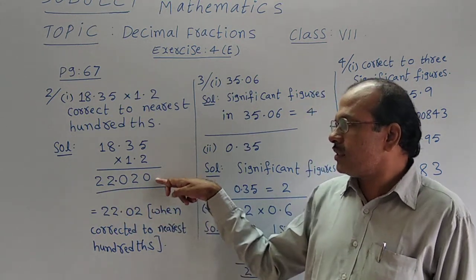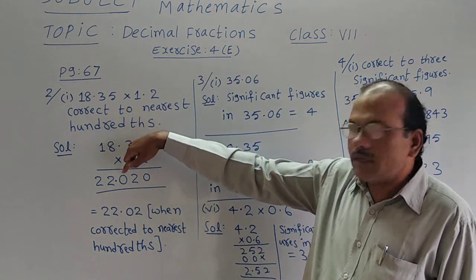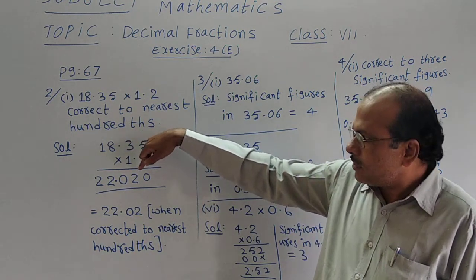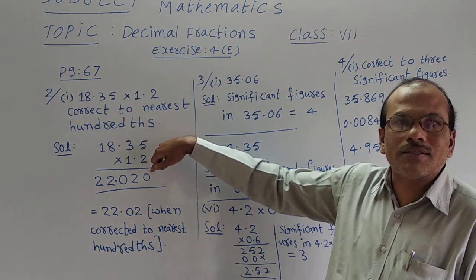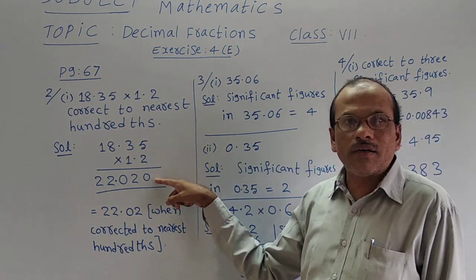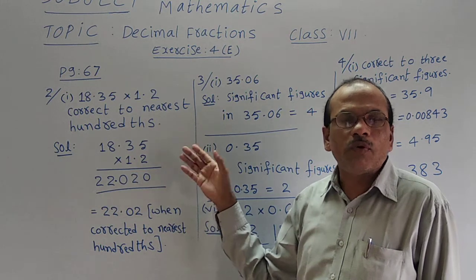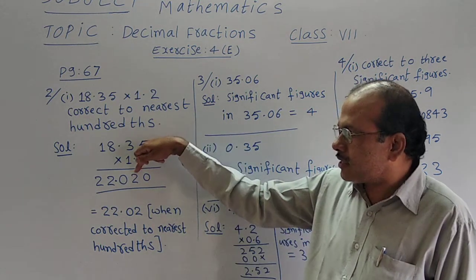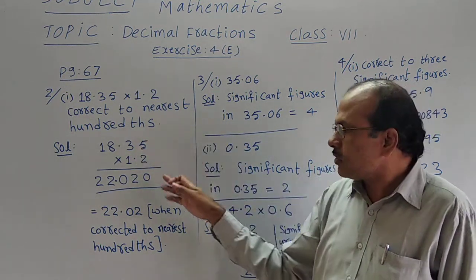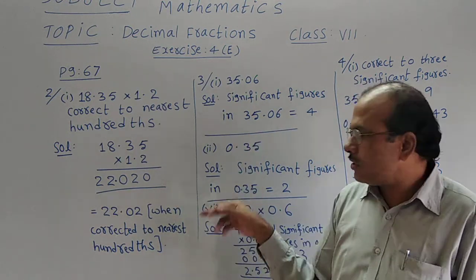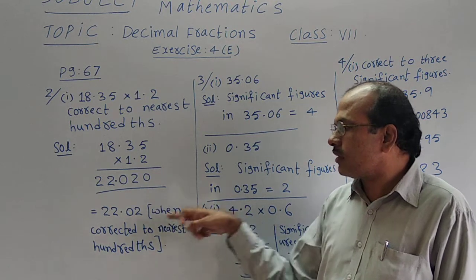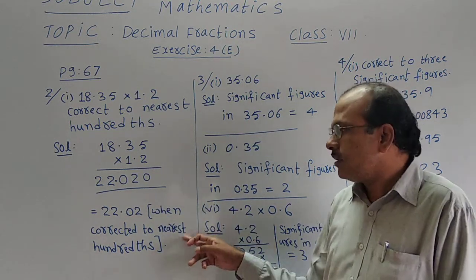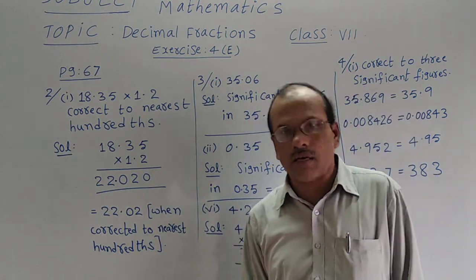22.020. This 0 is in the 10th place, this is in the 100th place, and this is in the 1000th place. This 1000th place 0 we don't want. Up to the 100th place only we want. So this 0 I have ignored, and other than this, 0 and 2 only are written, corrected to the nearest hundredths.